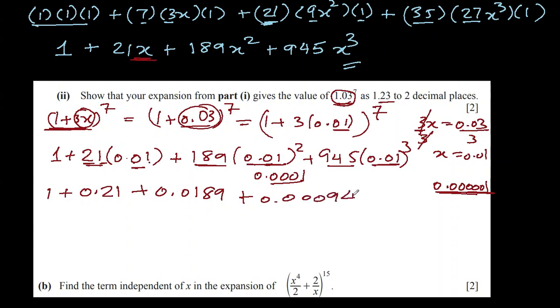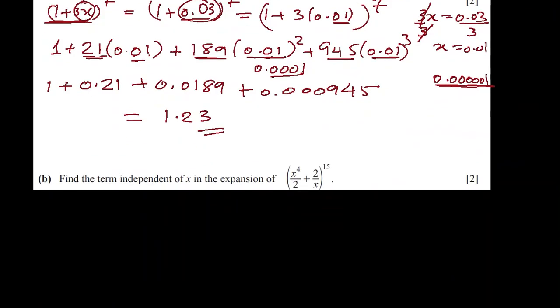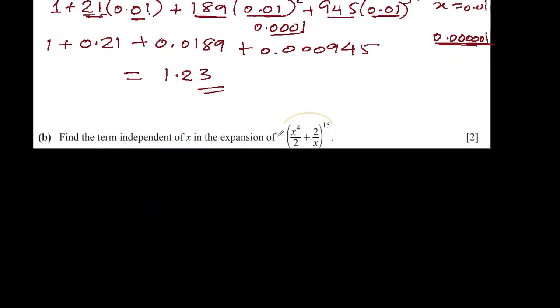And then 0.945. And if you add all of them, definitely you're going to get 1.23 up to 3 decimal places. Let's see what's next. Find the term independent of x in the expansion of this.